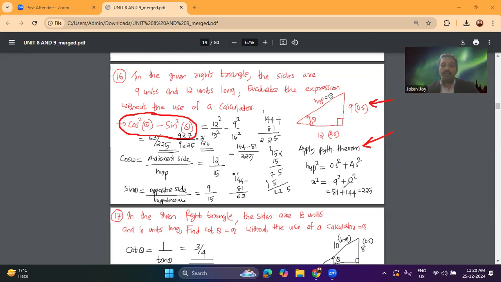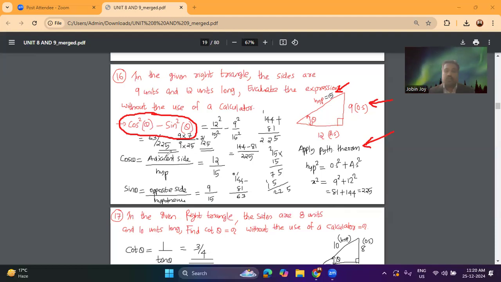So x square is equal to opposite side 9 square plus adjacent side 12 square. 9 square is 81. 81 plus 144 is equal to 225. Then I will take the square root. I will get 15. So x is equal to 15. So hypotenuse is 15. Now I have all the three sides. Hypotenuse is 15, opposite side is 9, adjacent side is 12.